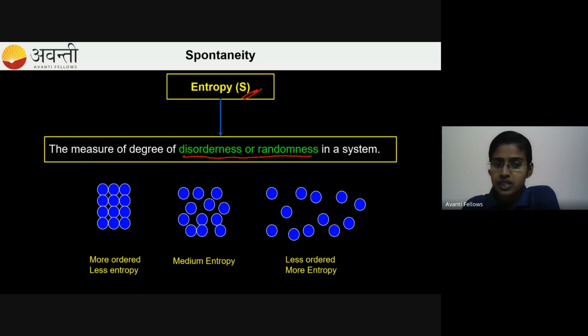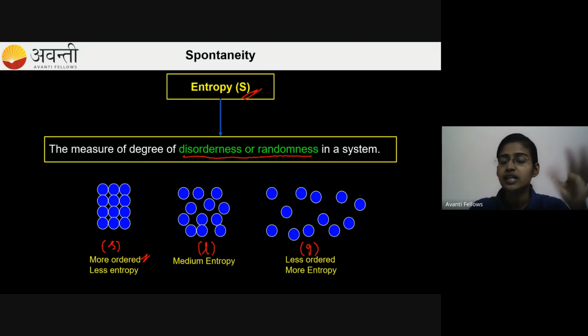So there are three cases given to us. In the first case, if you see, this is solid. Now this is the liquid state and this is the gaseous state. If the system is solid, then the arrangement of atoms will be regular, and it is more ordered. If it is more ordered, then the randomness is very less, right? They are arranged in a regular pattern. They are not randomly arranged. The orderedness is more, which means the disorderness is very less.